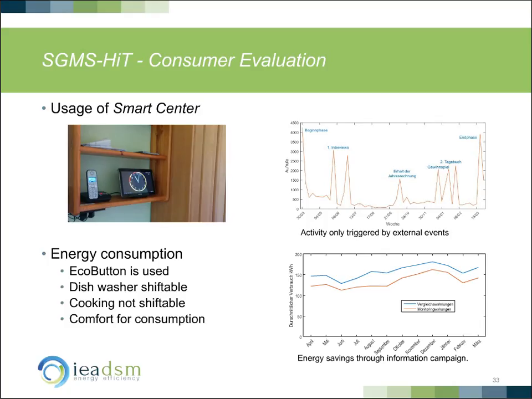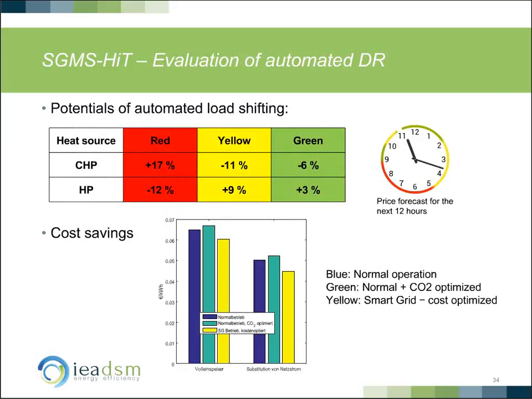But what you can see in the lower part of the illustration is that the energy efficiency is increased with respect to the reference group. So informing them and telling them how to use more energy efficient devices, also introducing some eco button, some kind of switching off all standby devices when they leave the flat, they can actually achieve a certain percentage of energy efficiency. They also figured out that they managed to shift the usage of the dishwasher, but did not manage to shift the cooking, of course, and the overall result is that the comfort is preserved.